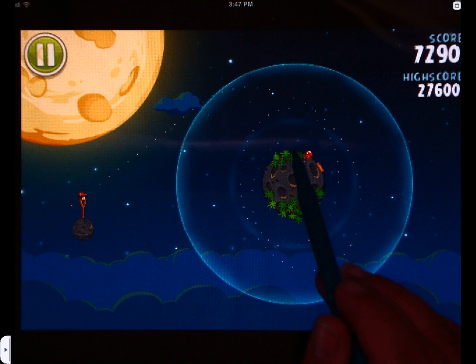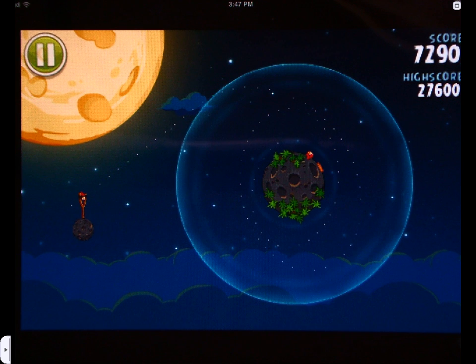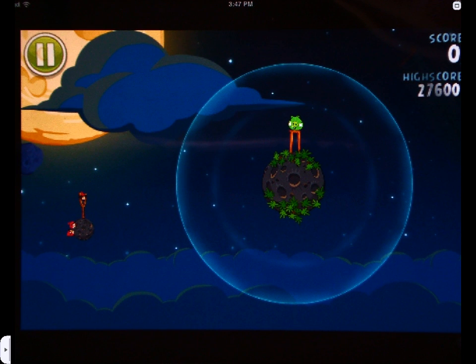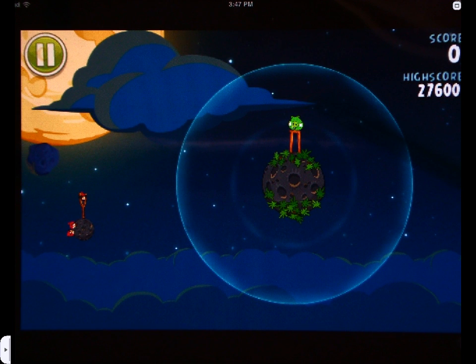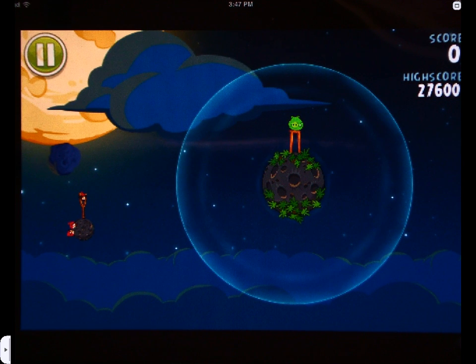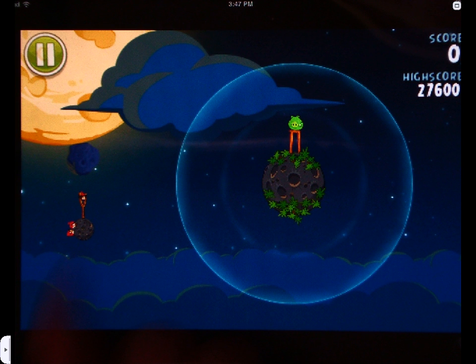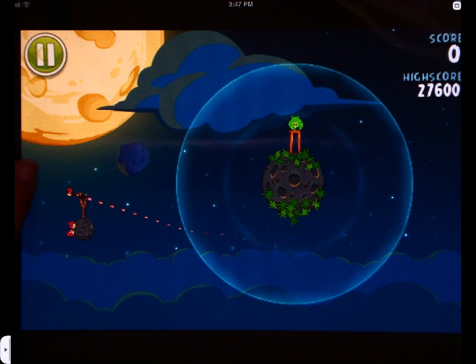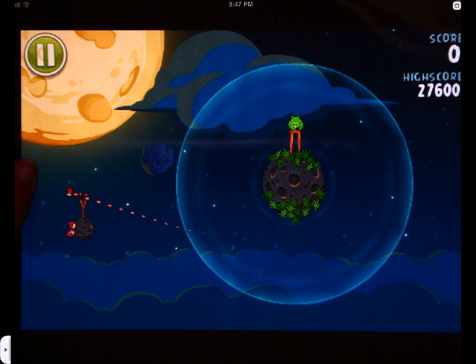So if I take this bird and I shoot it to the middle of the gravitational field, between the outside and the planet, you'll notice that it'll actually hit the ground much faster, and it goes right to where I want it to go, and it doesn't go around the planet a couple times.